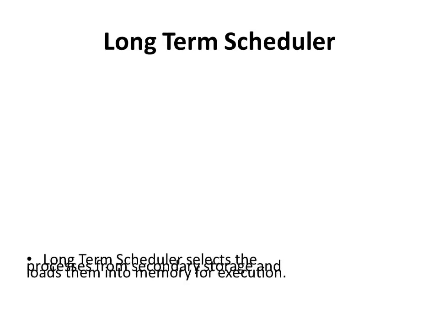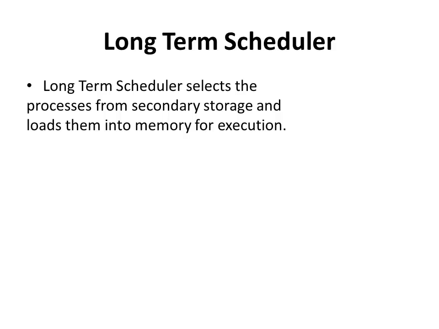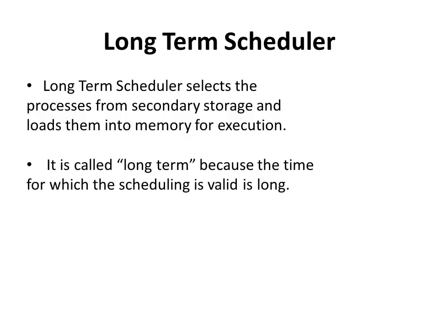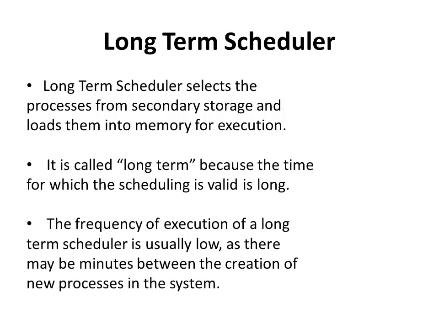Long-term scheduler. Long-term scheduler selects the processes from secondary storage and loads them into memory for execution. It is called long-term because the time for which scheduling is valid is long. The frequency of execution of a long-term scheduler is usually low, as there may be minutes between the creation of new processes in the system.